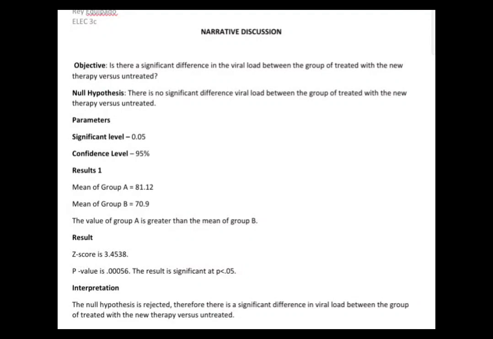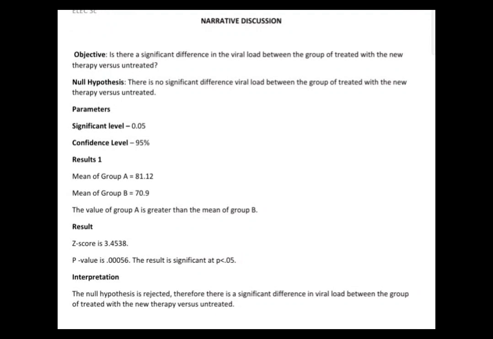To start with our computation, let us first state the objective. Is there a significant difference in the viral load between the group treated with the new therapy versus untreated? The null hypothesis: there is no significant difference in viral load between the group treated with the new therapy versus untreated. The parameters: significance level 0.05, confidence level 95%.